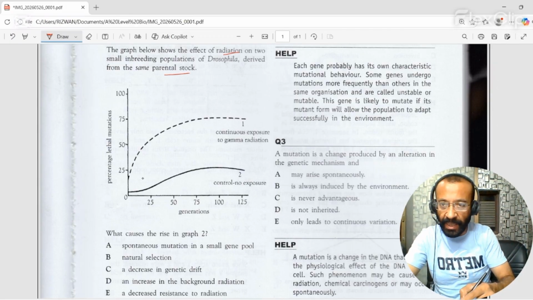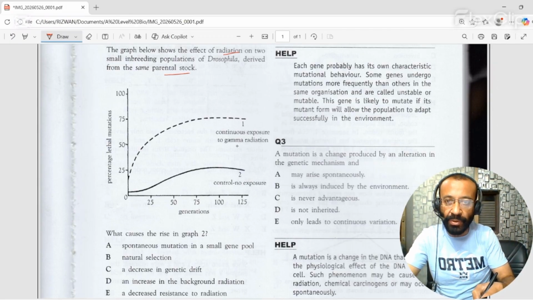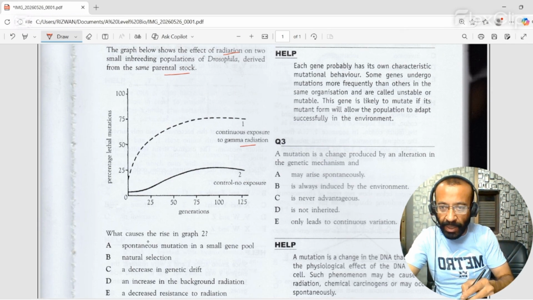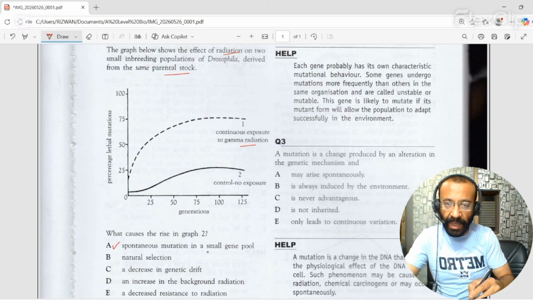Here is the graph that is in dotted form. Graph 1 shows continuous exposure to gamma radiation, while graph 2 is the control or no exposure. What causes the rise in graph 2? The right answer is part A, that is spontaneous mutation in a small gene pool.